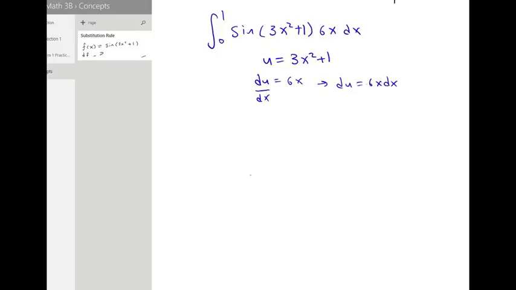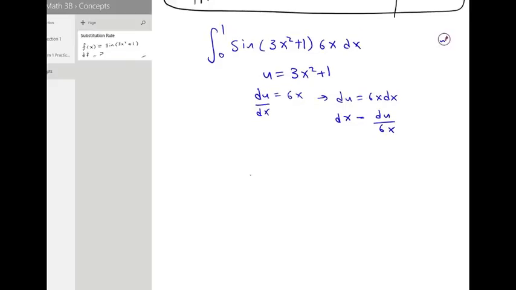Another thing you might want to do is solve for dx, if that's easier for you. Both strategies work. Sometimes one is more useful than the other. We set dx equal to du divided by 6x. This is usually better if the constant doesn't match here or something, and we'll do it that way. We'll put in this right here, and we'll put in our u right here.